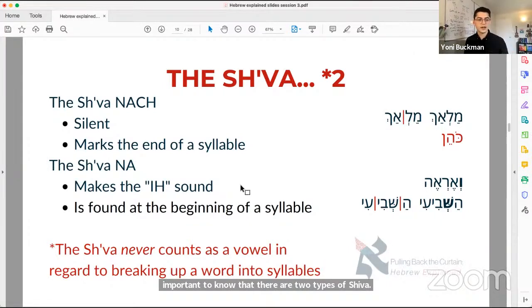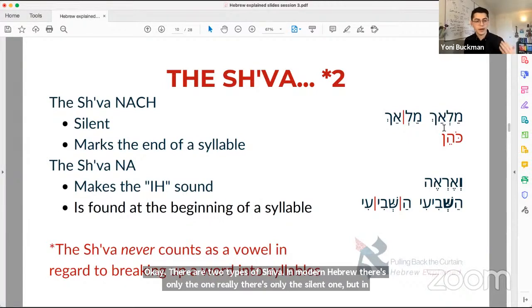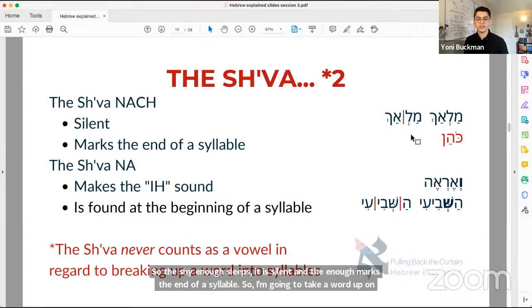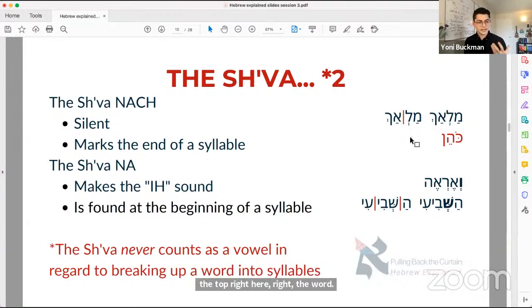The shva nach, like lanuach, means to sleep. So the shva nach sleeps, it is silent. And the shva nach marks the end of a syllable. So I'm going to take a word up on the top right here, the word malach, which means a messenger or an angel. It has two shva nachs. It's got a shva at the end of the first syllable, mal, and so that's silent. It marks the end of that syllable. And then you have one under the chaf.